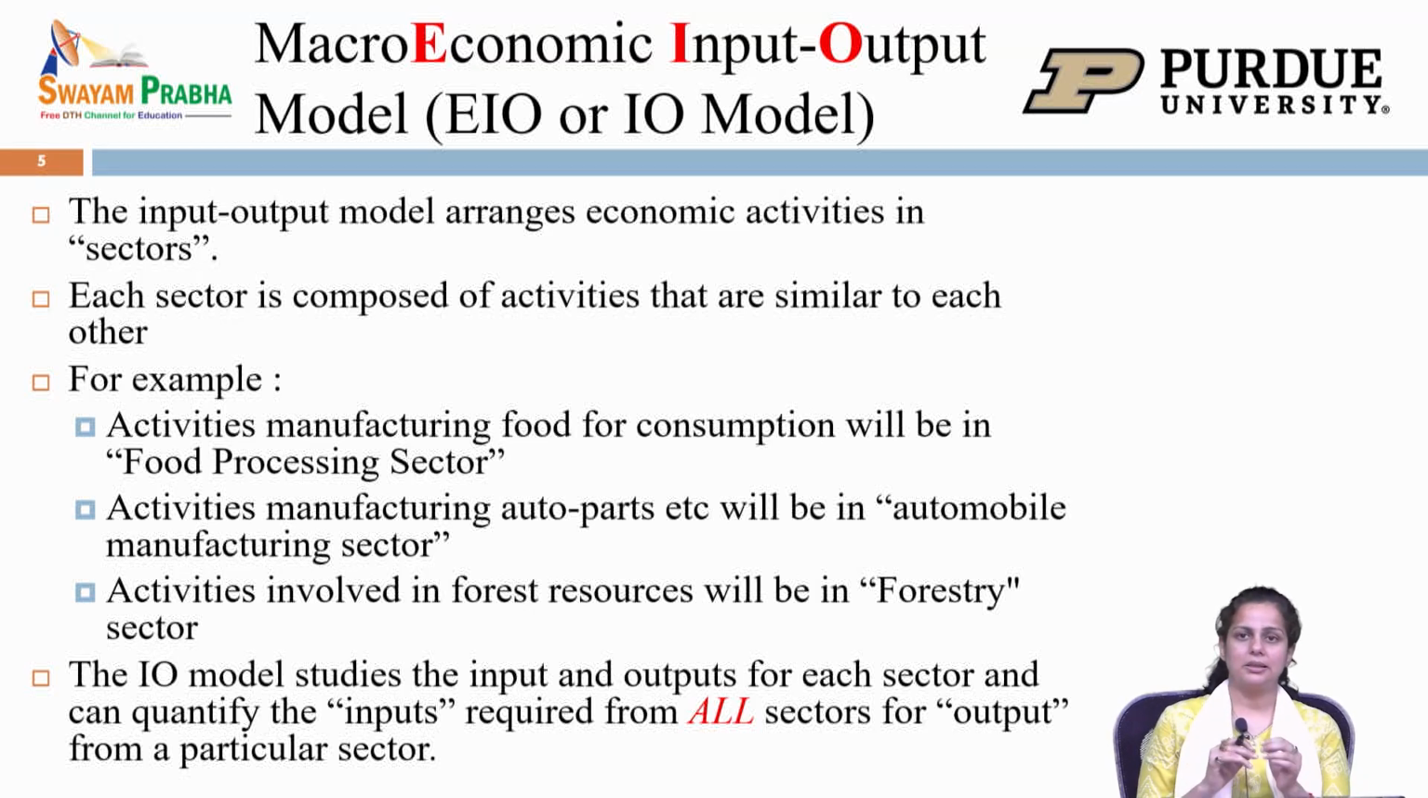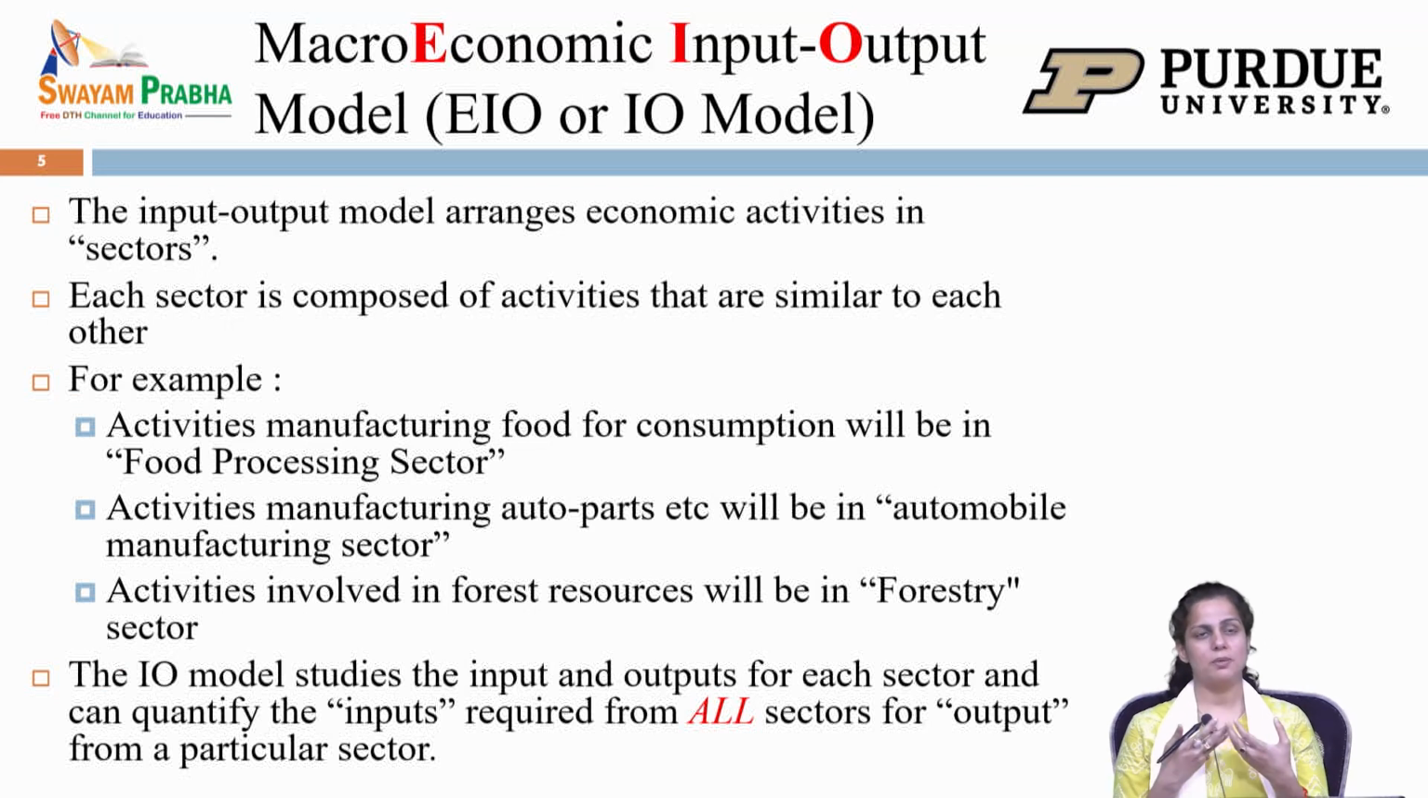The input-output model arranges economic activities in sectors. Instead of looking at independent processes, it aggregates the processes into sectors which are similar in activity. For example, all the energy production, whether it is coal, oil based, natural gas based or renewable, will be aggregated into what we call the energy sector. Similarly, a lot of metal manufacturing may be aggregated into one sector, and agricultural activities into another. Each sector is composed of activities that are very similar to each other.